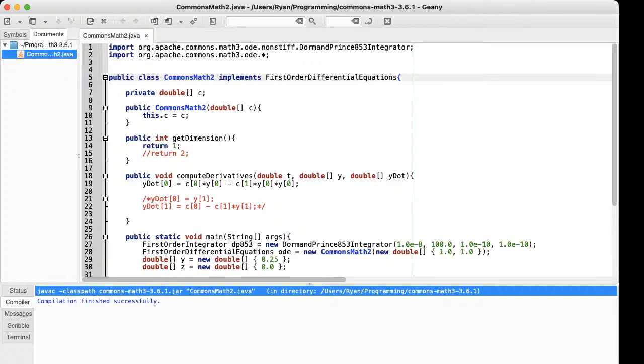If you recall what we learned earlier, an interface must have certain methods. And those two methods that you have to have are getDimension, which is part of the interface, and also computeDerivatives, which is also part of the interface. So those are the two methods that are part of the interface.